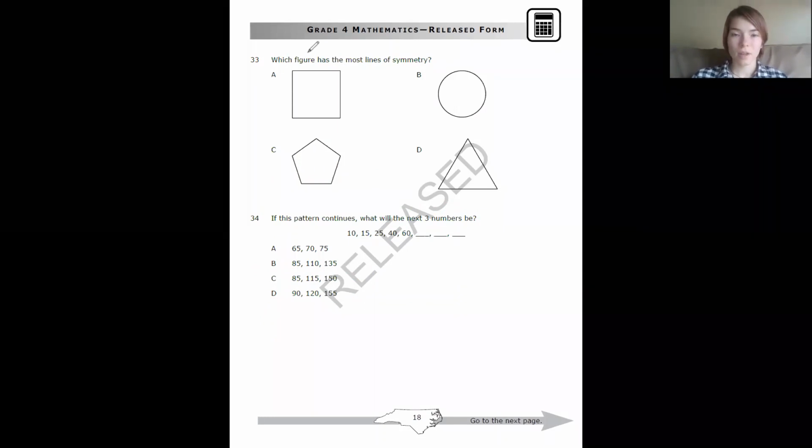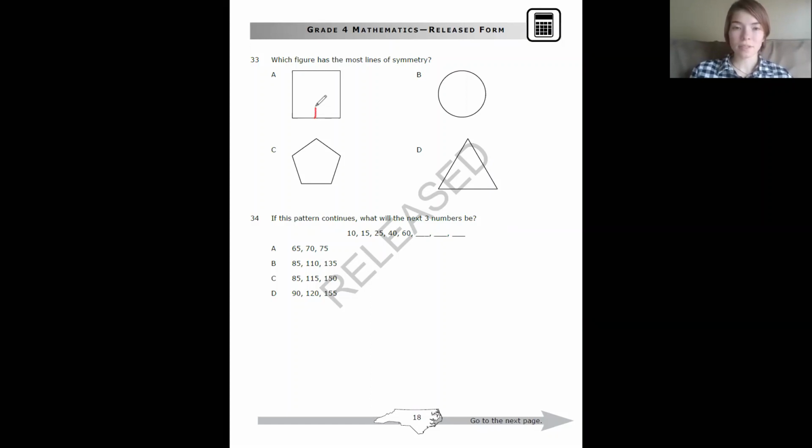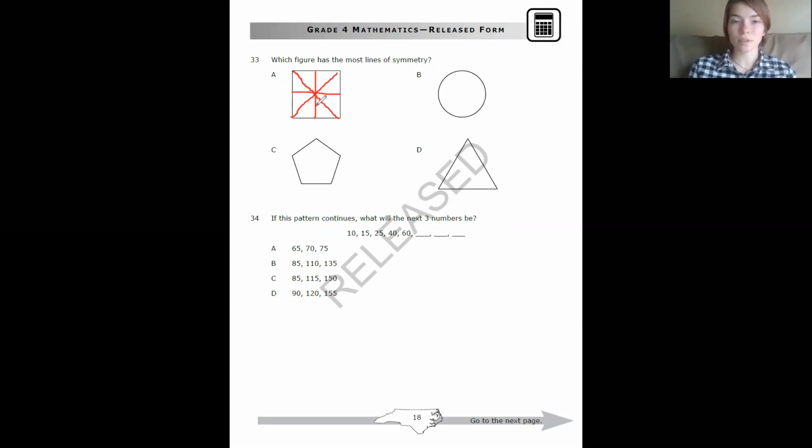Number 33, which figure has the most lines of symmetry? So remember, a line of symmetry is a line where the figure is the same on both sides and you could fold it over and it would fold onto itself. So if you look at this square, it has lines of symmetry at both diagonals and horizontally and vertically. So altogether, it has 4 lines of symmetry.